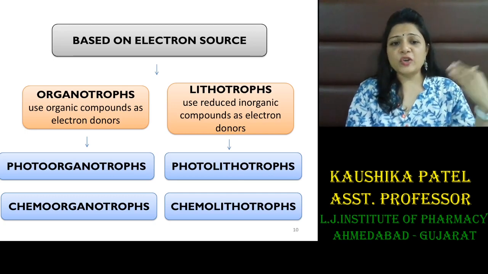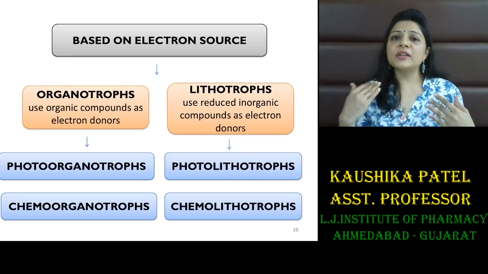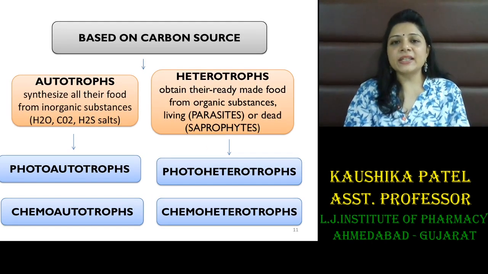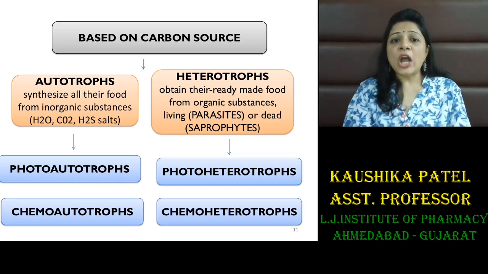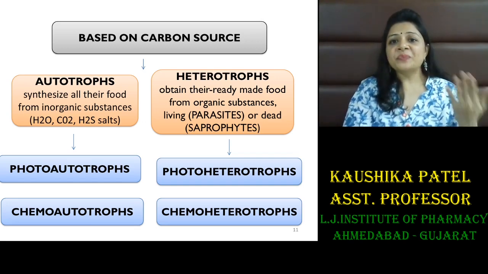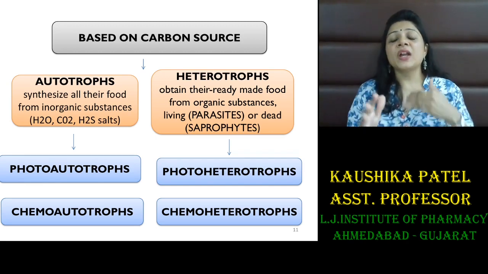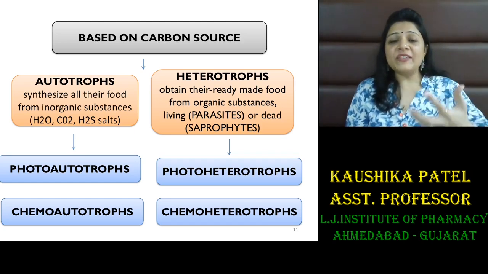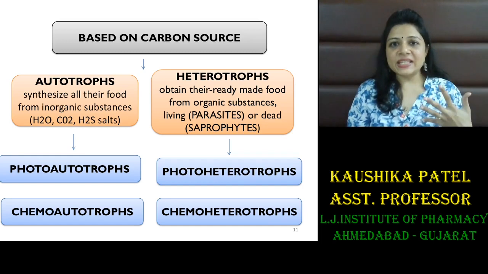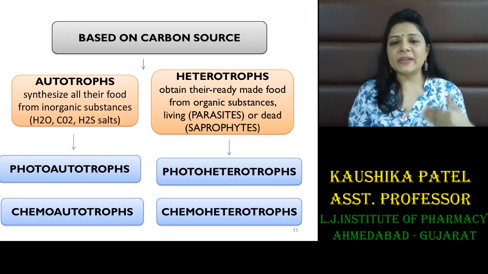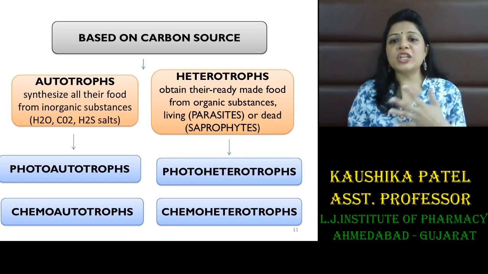Now you can further classify them based on energy requirement. They can be photoorganotrophs, chemoorganotrophs, photolithotrophs, or chemolithotrophs. Then based on carbon source, the bacteria are autotrophs or heterotrophs. Autotrophs synthesize their own food, whereas heterotrophs utilize the energy from organic substances. If a living source is used as food, they are parasites. If dead bodies are used as a source of food, then they are saprophytes. Again, based on energy requirement, they can be classified as photoautotrophs, photoheterotrophs, chemoautotrophs or chemoheterotrophs.